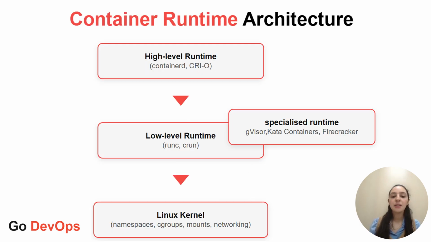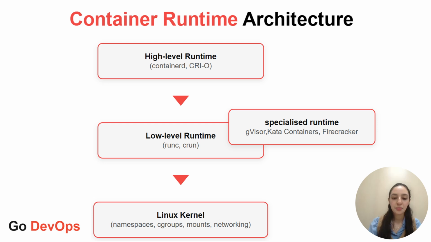Let's now look deeper into the architecture of container runtimes and how the different pieces fit together. At the very top of this stack, we have the high-level runtimes, and their job isn't to execute containers directly. Instead, they sit closer to the Docker daemon or Kubernetes and manage container lifecycle, pull images, and prepare all the data required to start a container. But when it comes to actually creating the container process, high-level runtimes hand things off to low-level runtimes.